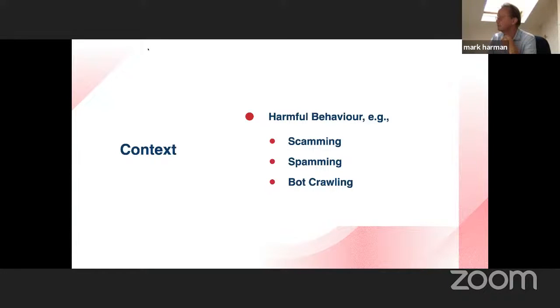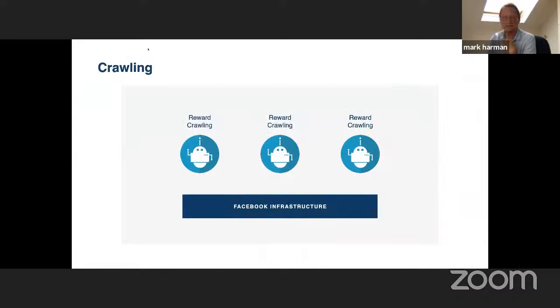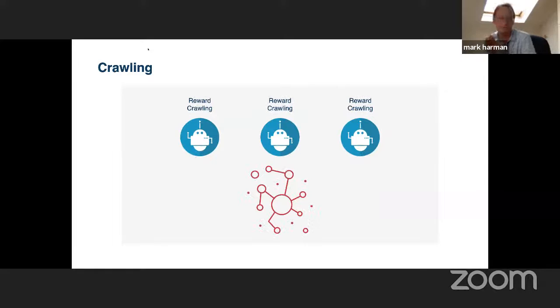I said that we're going to focus on harmful behavior, and in particular, scamming behavior. In order to model that, we essentially want the bots to crawl around the social graph. So we're going to reward them for crawling using the Facebook infrastructure. To the bots, the social graph looks much like a graph, as a graph theorist would recognize it. It has nodes and edges. A user is a node, and there are many, many edges, but the one that we're going to be looking at is the friendship edge, the most basic one in the social graph. Users have other friends who are users, so edges are friendship and nodes are users.